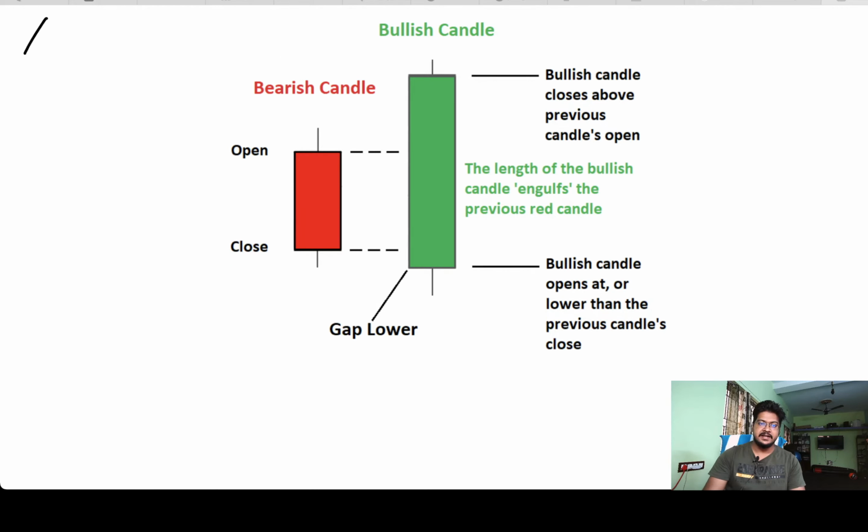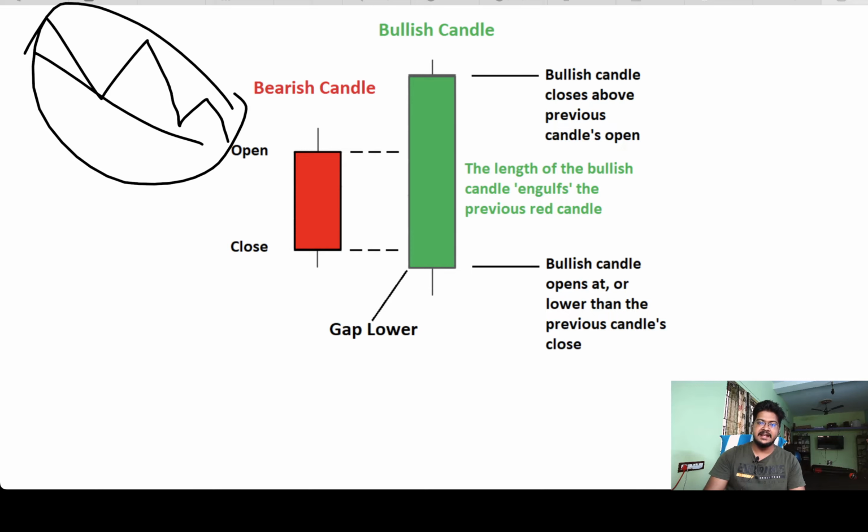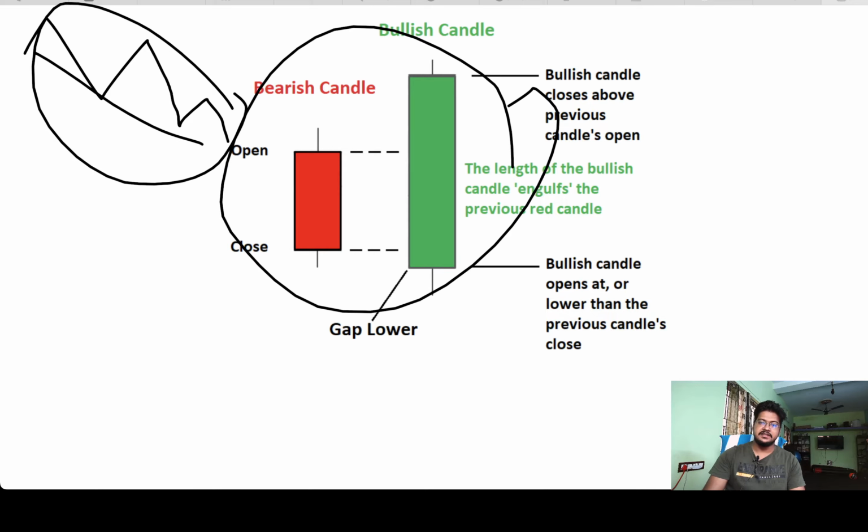If the previous trend is coming from the upward direction and this candlestick pattern is formed, then the chances that it will start an uptrend are very less, and most probably it will fail. It will not happen.